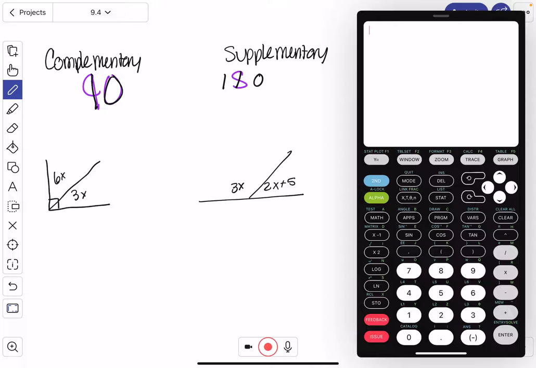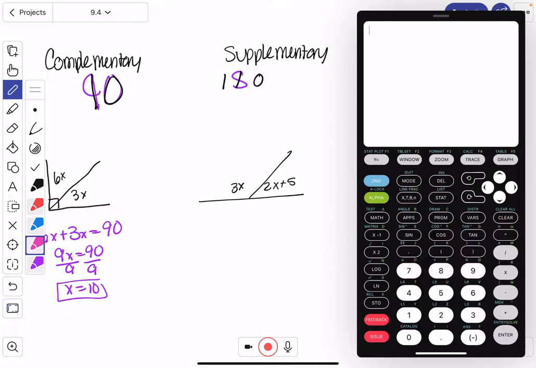So if we're trying to solve this, these two have to add up to 90 degrees. You combine like terms, divide both sides by 9, and x equals 10. Now, if the problem then wants you to find the measures of the angles, you'd plug 10 in for x. So 6 times 10 is 60, 3 times 10 is 30.